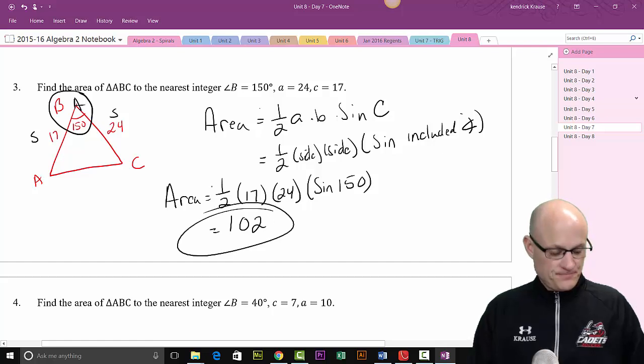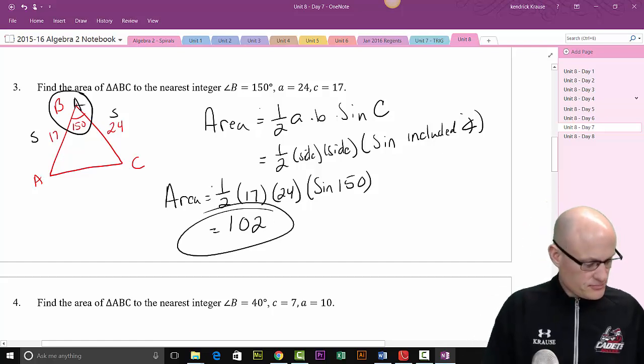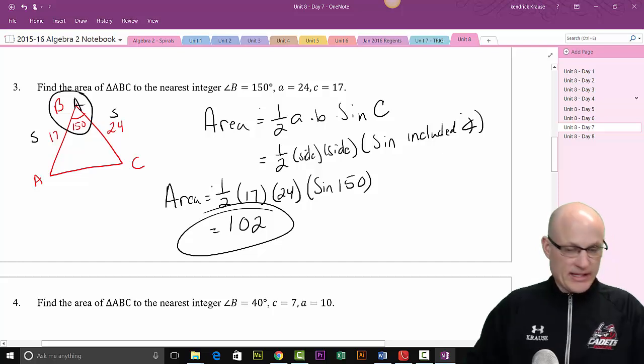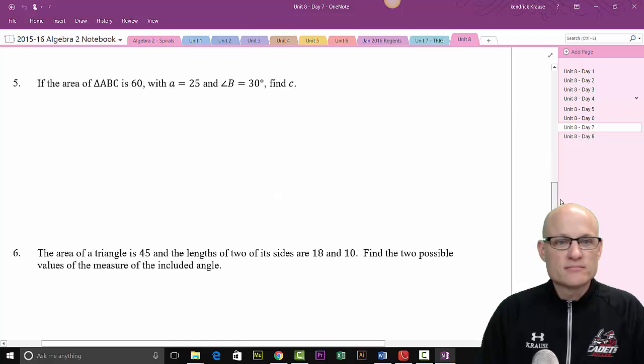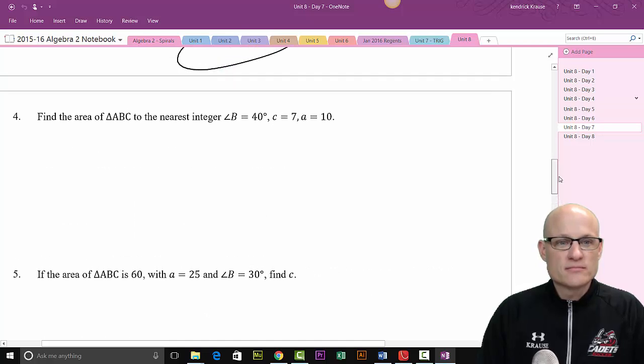I'll do one more example like that. Another simple example like that. I'm not going to. You can plug in.